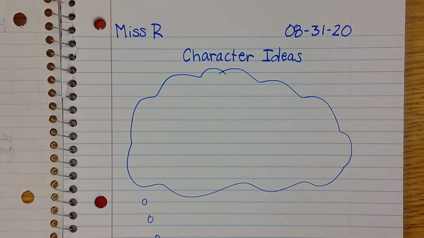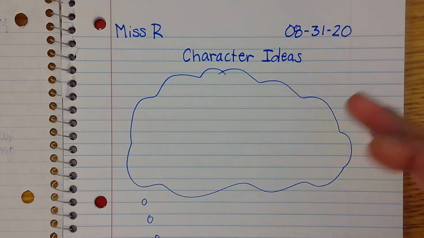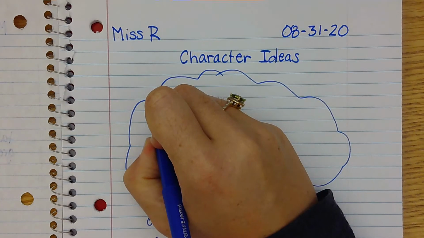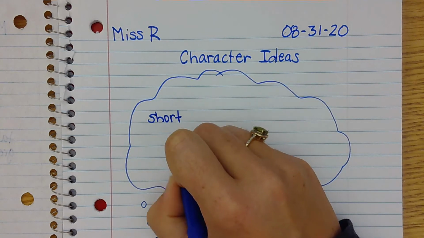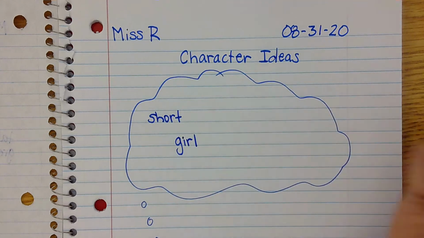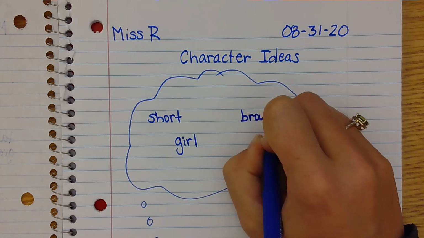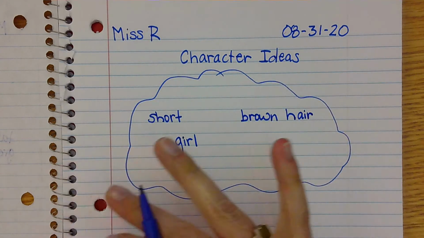All right, so I know from my story starter, I knew that I wanted to write a story about a girl who was short, because I wish there were more books out there about short girls, okay? And then I can add all those extra details in there later. But I know one of my ideas for my character is she's short. It's a girl. I'm going to give her brown hair. And I could continue going on.